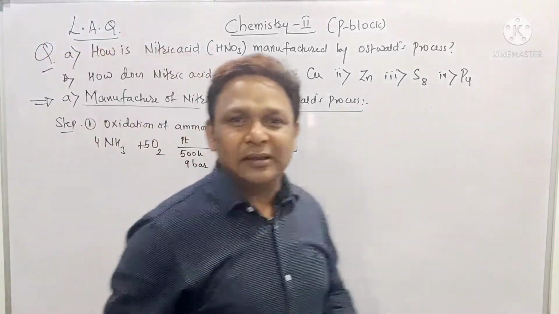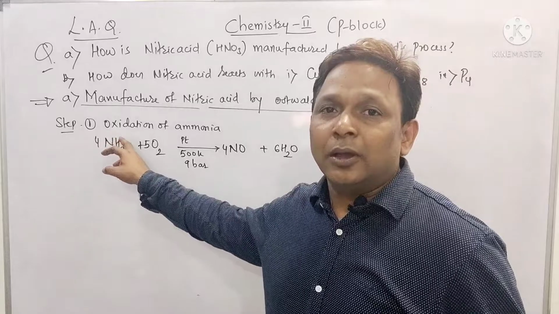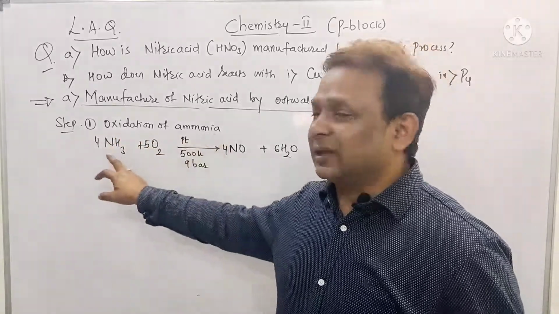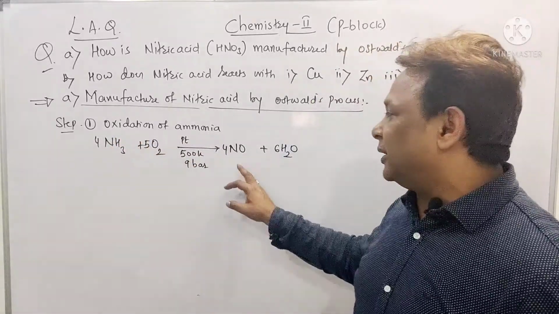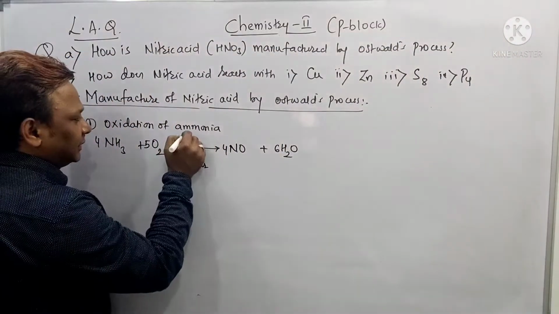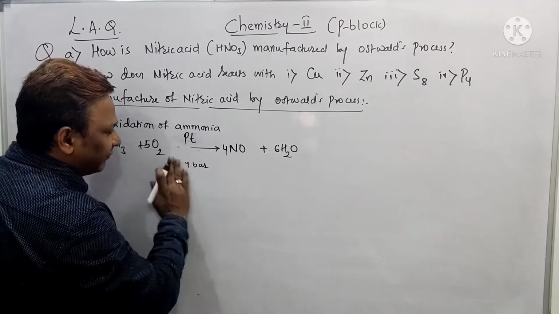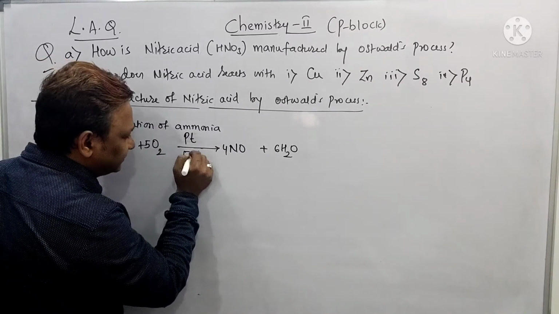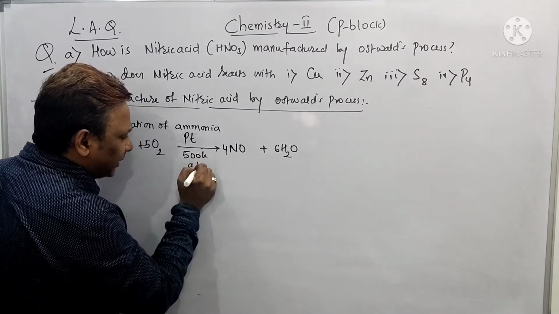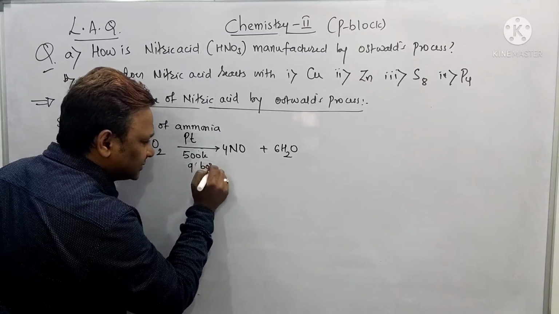Is it clear, beta? Step number 1. Once again, repeat with me, beta. What is step number 1? Oxidation of ammonia. Sir, ammonia on oxidation gives rise to NO plus H2O. Is it clear, beta? And it will take place in the presence of platinum as a catalyst, Pt, beta. 500 Kelvin is the temperature and 9 bar is the pressure. Bar is a unit of pressure.